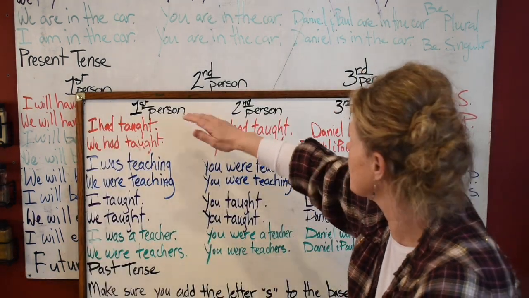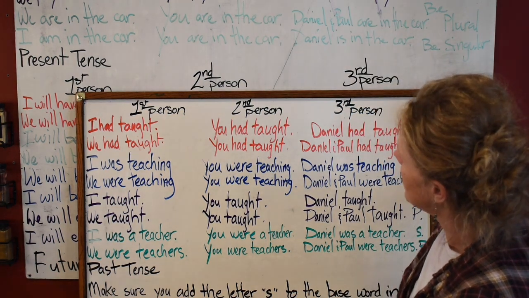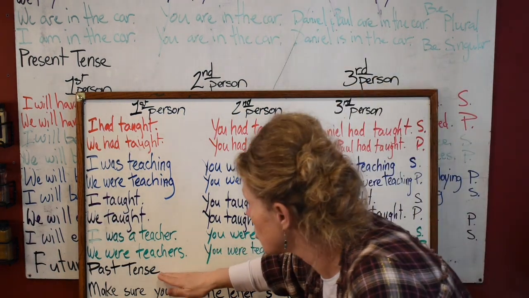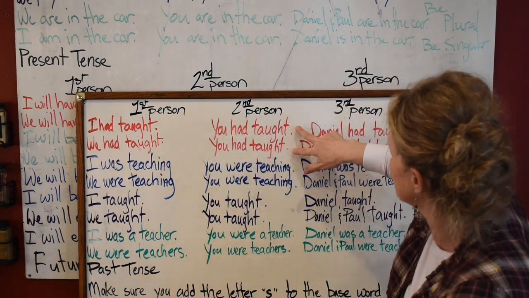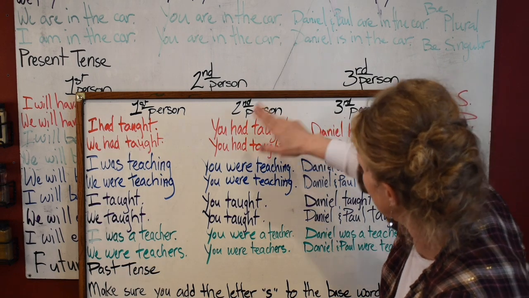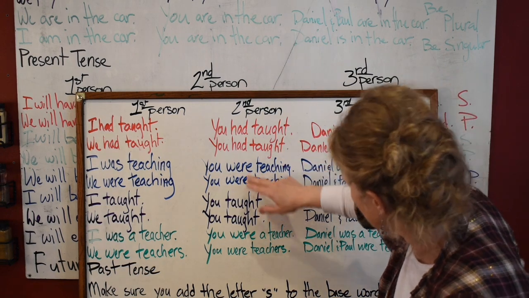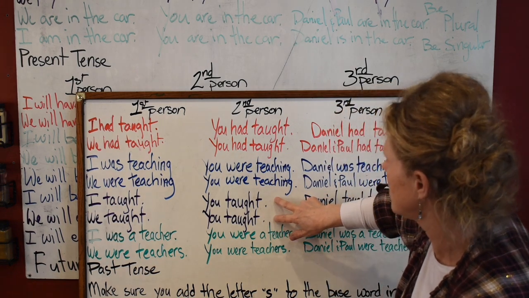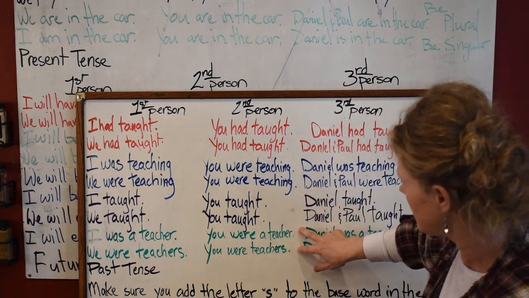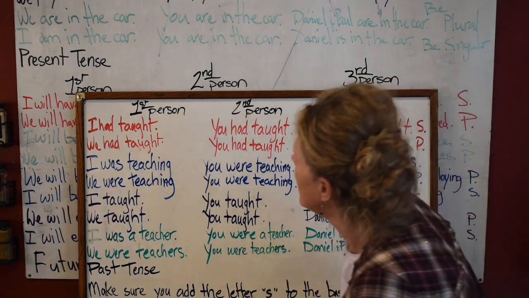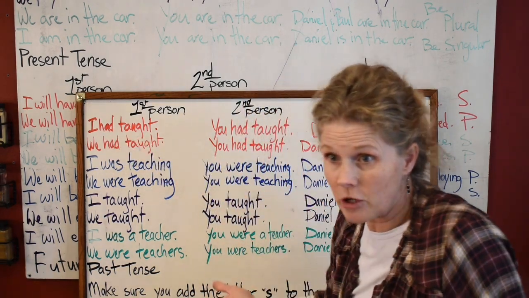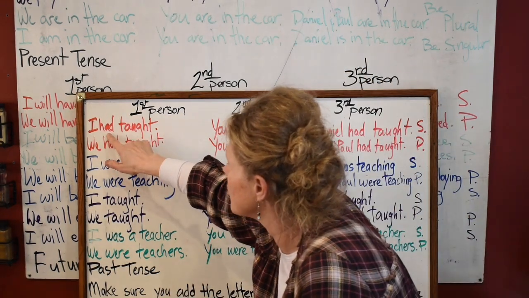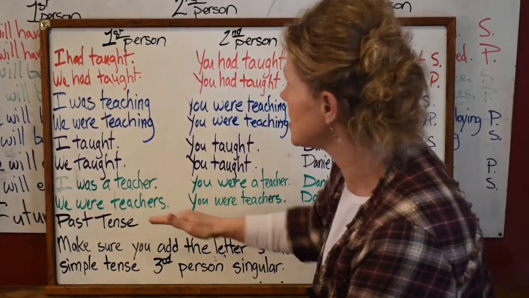Now we're in our first, second, and third person, and we are going to work in the past tense. What's the red? The perfect tense, the blue, progressive, the purple, simple, and then your be. So now, in the past tense, you have to use the proper verbs. You have to use the proper helping verbs.